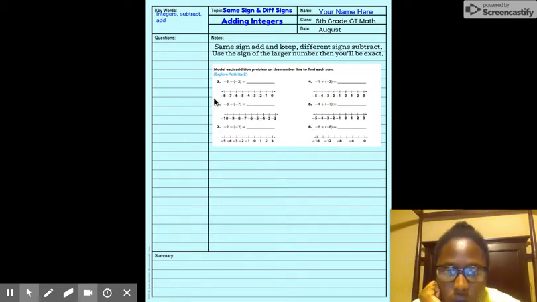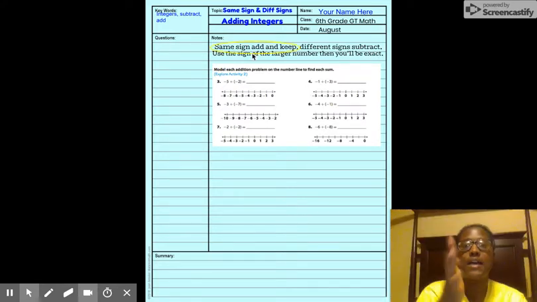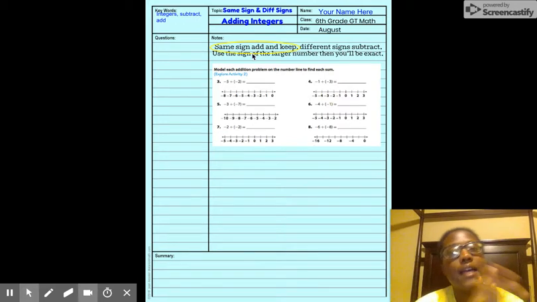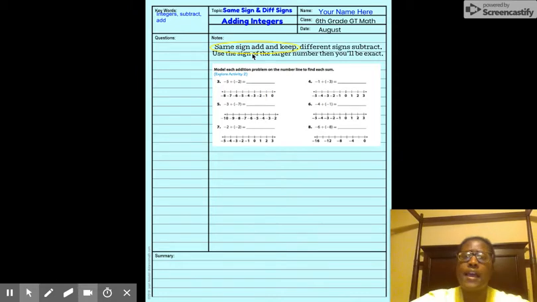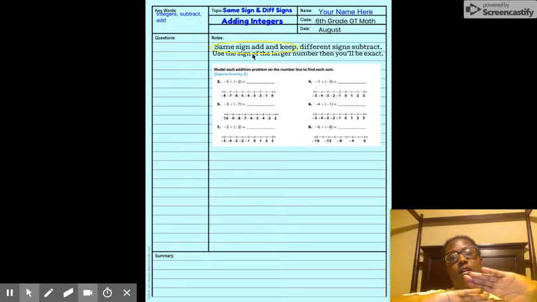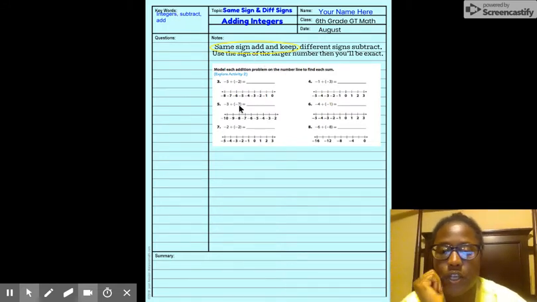If you notice, all of these are negative plus negative. So when I try to figure out how I'm going to add these, I'm going to think of the song. Same sign, add and keep, different sign, subtract. Use the sign of the larger number, then you'll be exact. Okay, so we are same sign, add and keep. So if I look at this -5 and a -5, we're going to add it and we're going to keep the sign.